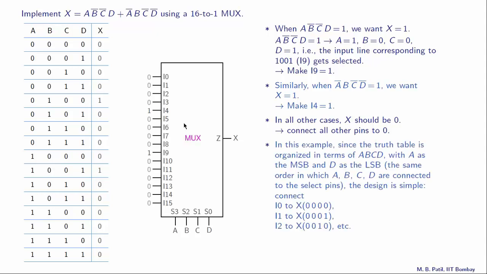Now in this example, since the truth table is organized in terms of A, B, C, D, with A as MSB and D as LSB, and that is the same order in which A, B, C, D are connected to the select pins, the design is particularly simple. This order and this order is the same, and therefore what we could do is simply reproduce this column over here, and that would work.